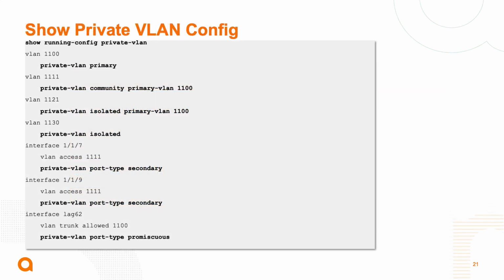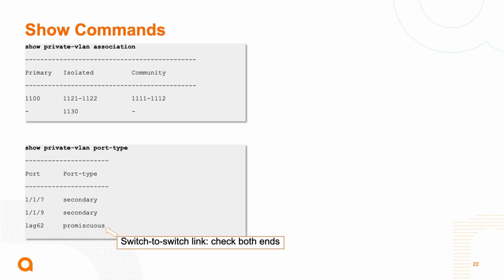So checking the private VLAN configuration is very simple. You say show running config private VLAN, and it will show you everything that has been configured in that sense. Other show commands: show private VLAN association, and show private VLAN port types. This is what you would do to check that you have the promiscuous definition at both ends of a link if you extend the primary VLAN across.